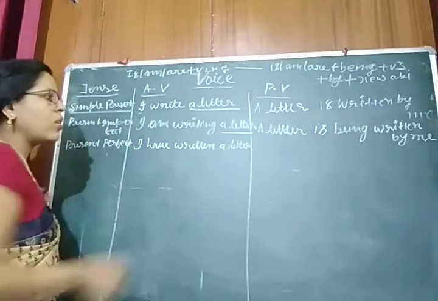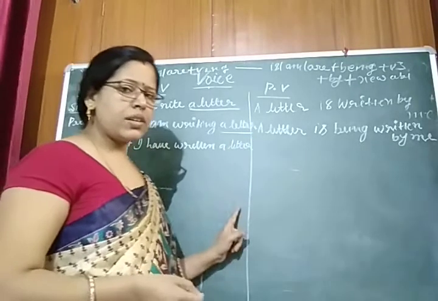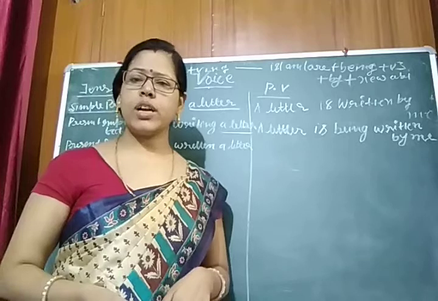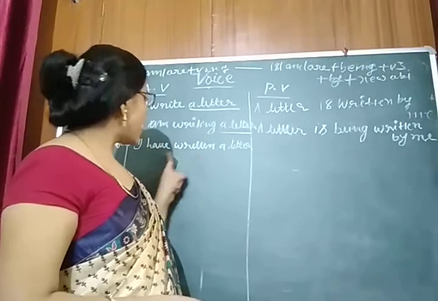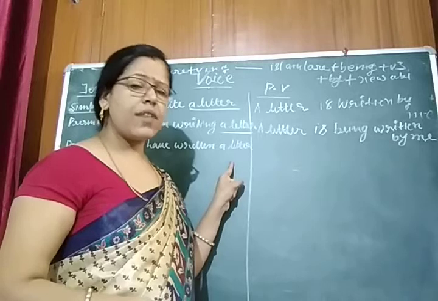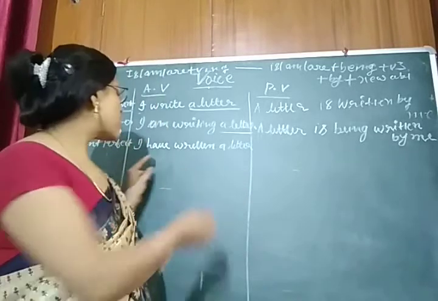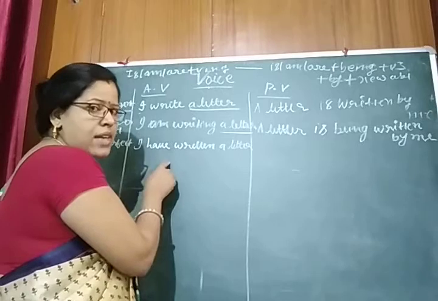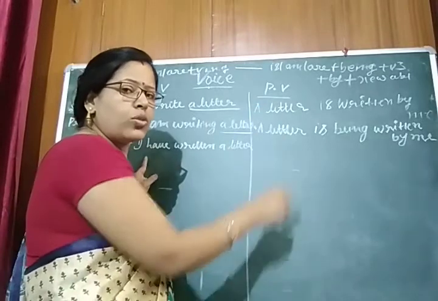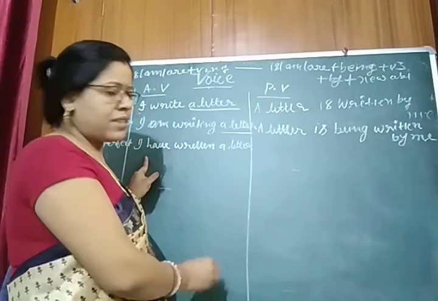This is an example of present perfect tense. Tenses I have already taught you twice, so please focus here. I have written a letter. I have already given you a table. The table says that if you are getting have or has anywhere, then it will convert into what? Have been and has been.